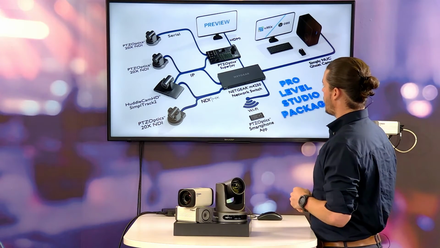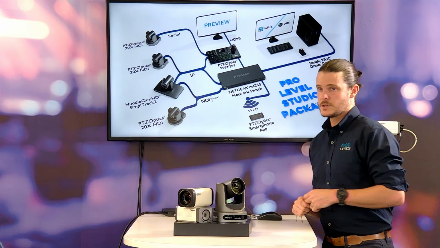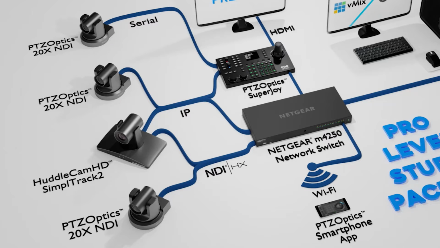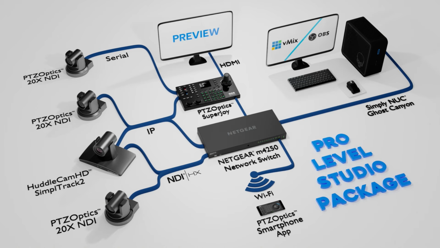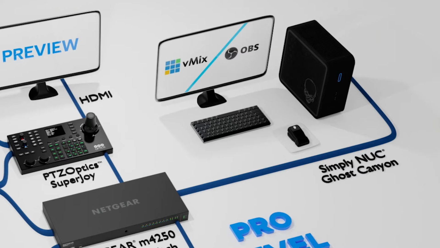Looking back to our diagram here, you have 3 other cameras, our standard PTZ line, using that PT SuperJoy joystick to control them. And you could even route out to a Wi-Fi router, connect your smartphone, iOS or Android device to that network, and you can use our control apps to control your cameras. Now, from that Netgear switch, you just simply run your Cat5 cable out, maybe to a SimplyNUC or production PC, and there you can pull in all of your media sources over that NDI platform.